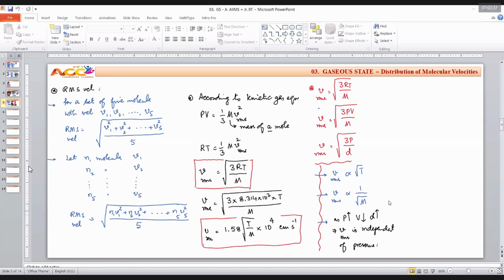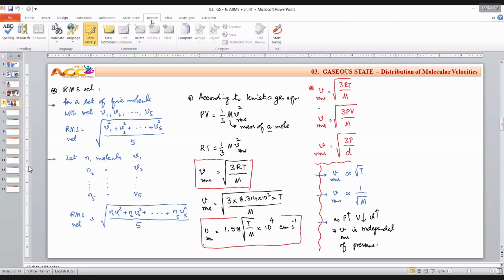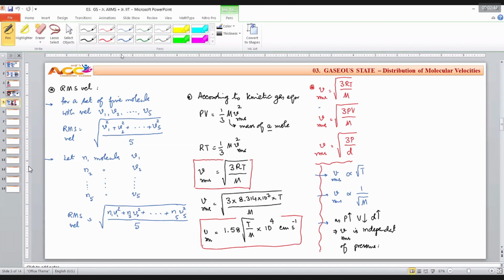Then there was a question created yesterday: what is the effect of density on RMS velocity? That was a question for a thought process of all the students. Anybody got an idea how I should write the relation between RMS velocity and density? I am not asking about pressure, I am asking about density. Pressure is over yesterday. Now, RMS velocity depends upon what? Does it depend upon density or not?